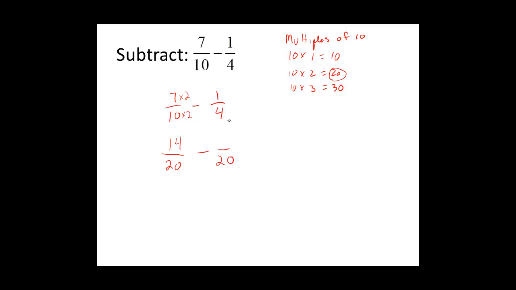What did we multiply 4 by to get 20? We multiplied by 5. So we need to multiply the numerator by 5. Our new numerator will be 1 times 5, which is 5. Now we are ready to subtract. We subtract the numerators and keep the denominator. 14 minus 5 is equal to 9. So our answer is 9/20.